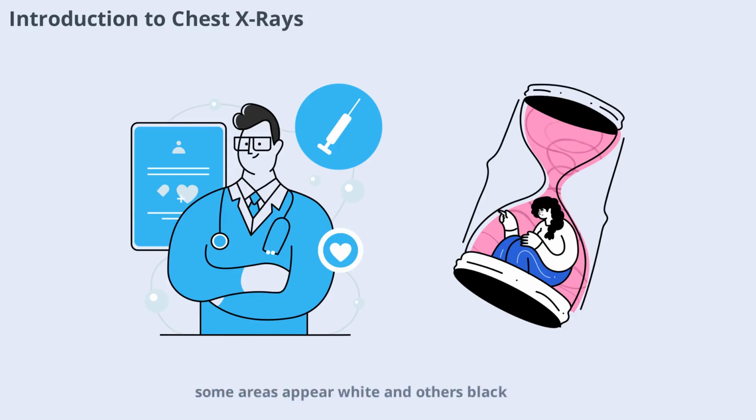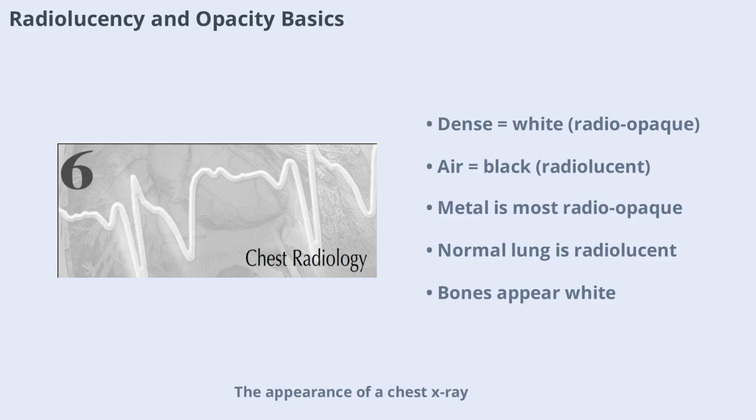Let's get started by understanding what makes some areas appear white and others black. The appearance of a chest X-ray depends on the density of body tissues. Dense structures, like bone or metal, block more X-rays and show up as white or radio-opaque areas. Less dense tissues, such as air-filled lungs, allow more X-rays to pass through, appearing black or radiolucent.